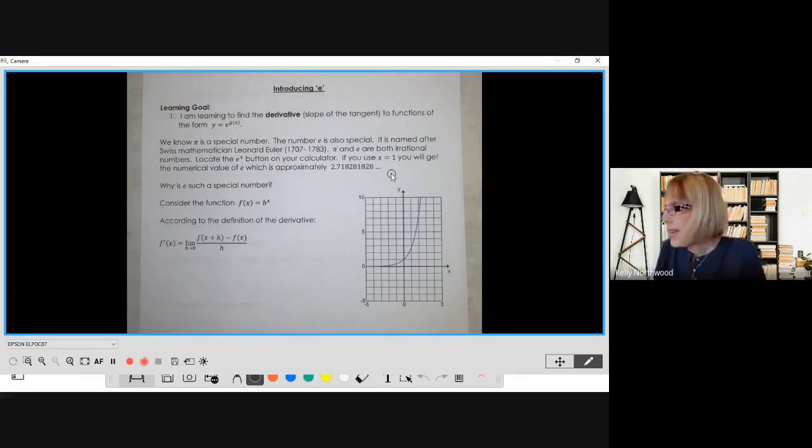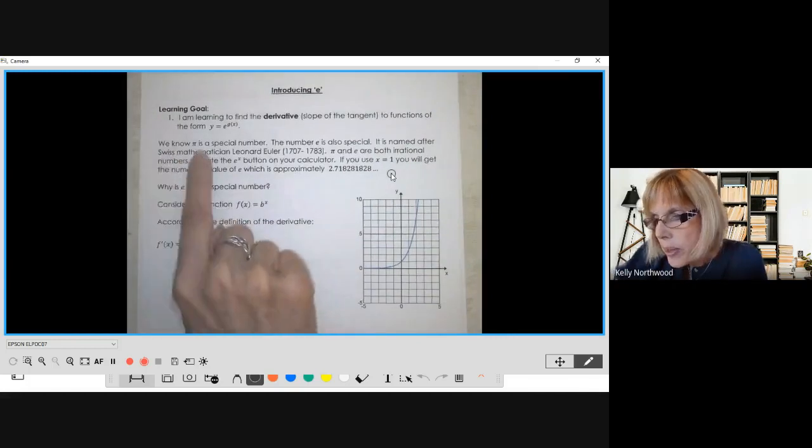Okay, perfect. All right, so the last unit is on the derivatives of special functions. We're going to learn how to derive 6 of those today, tomorrow, and Wednesday. Today we're starting off learning to find the derivative, the slope of the tangent, to functions of the form y equals e to the g at x, so e to some function of x, which is an exponential function with a base of e.